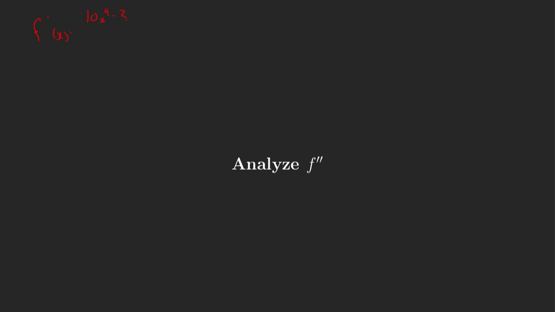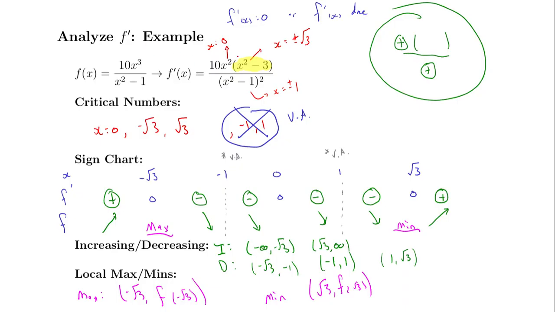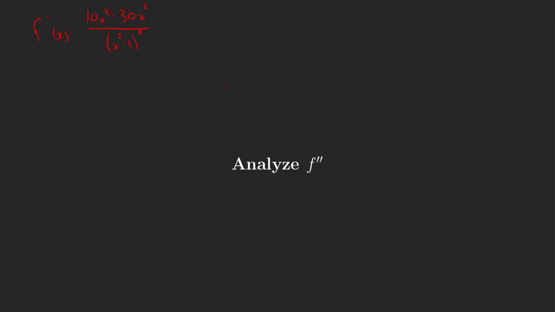10x to the 4 minus 30x squared over x squared minus 1 squared. I think that was right. Let me just double check. 10x to the 4 minus 30x squared over x squared minus 1 squared. Yeah, perfect. Okay, go ahead and find the derivative of this thing.